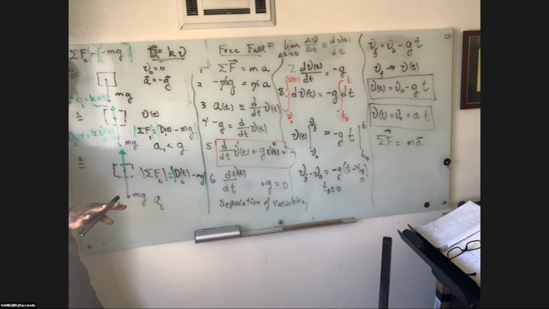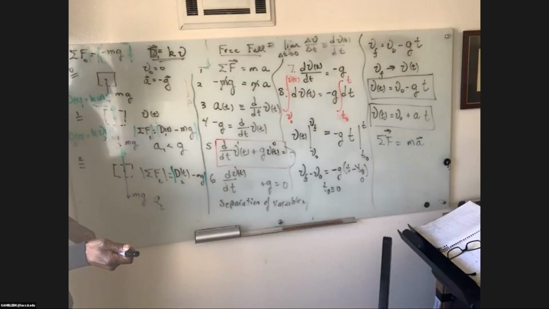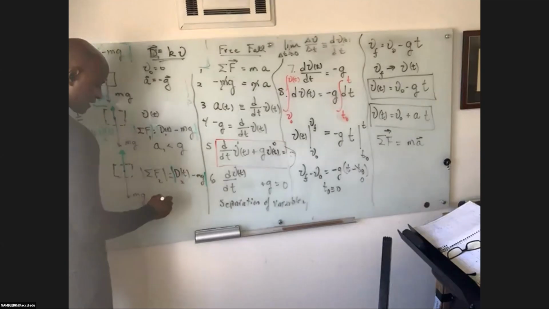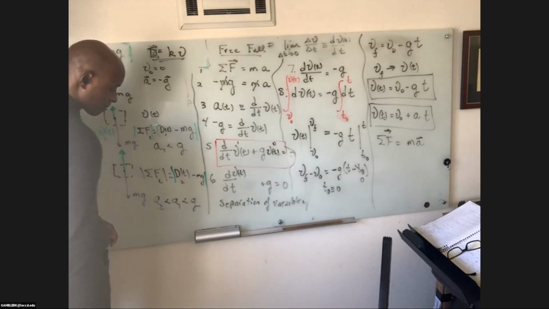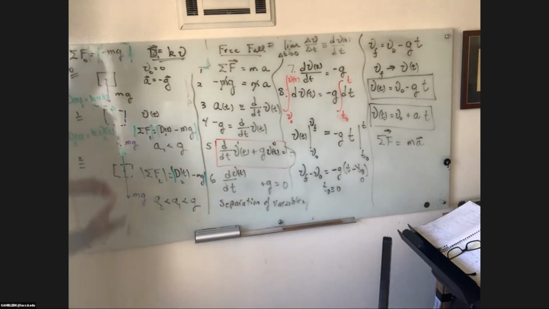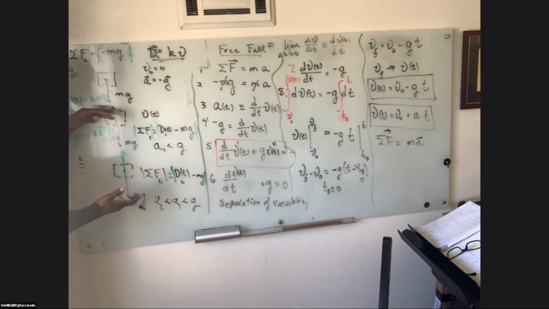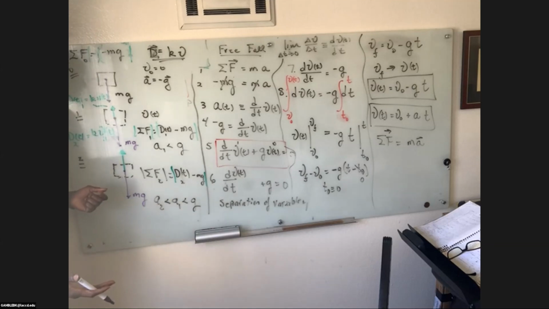Does everybody see that? Yes. You see it now, Dami? Do you agree? Dami, do you agree? Yeah. Okay, good. So A2 is less than A1 is less than G. We can keep doing that, right? In the next second, same thing.